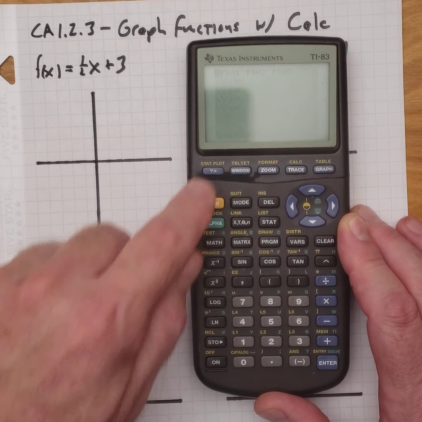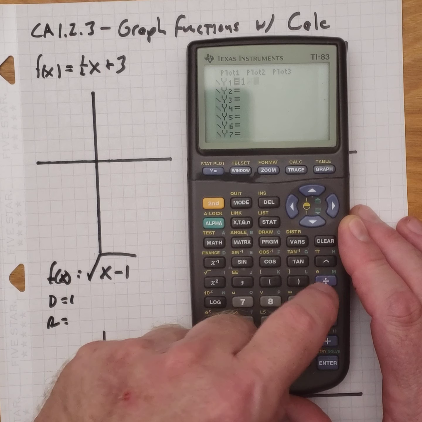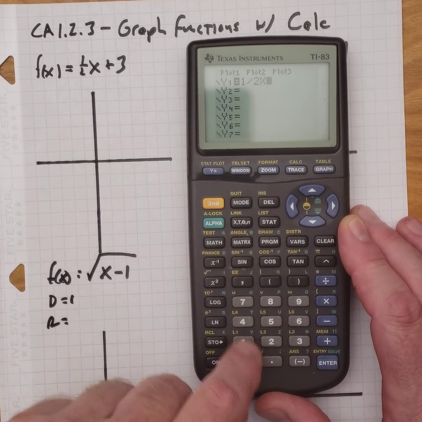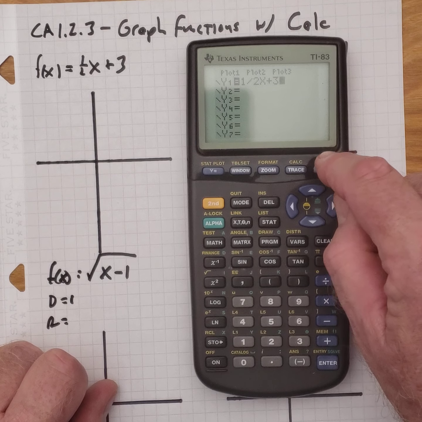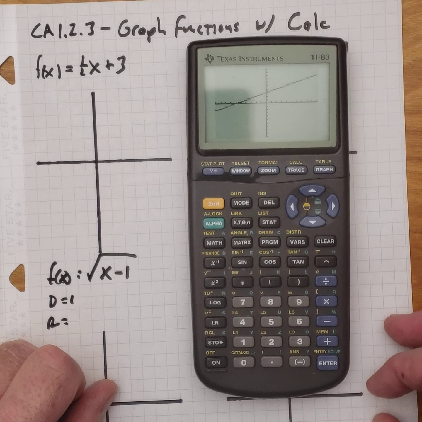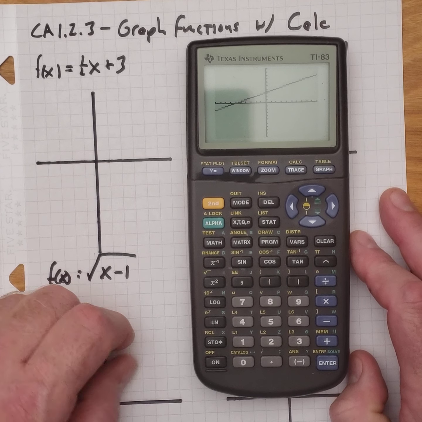Turn your calculator on, get to your y equals screen, and plug in the function 1 divided by 2 times x. Remember, this key will give us x, then plus 3. And we want to see the graph. We go to graph. And we can see that we've got a line that is fairly shallow in steepness.